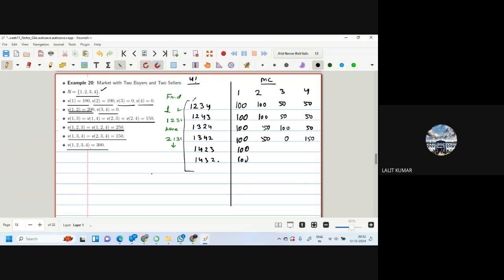1 4. The 1 4 value is 150, so this is 50. 1 4 2: 1 4 2 is 250, 250 minus 150 is 100, and this value is 50. 1 4 3: 1 4 3 is 150, 150 minus 150 is 0, and this is 150. So this is how you do it for all, and you can find out. Otherwise, what is the hack? When we see the question, we can see that there are two probable symmetric pairs.